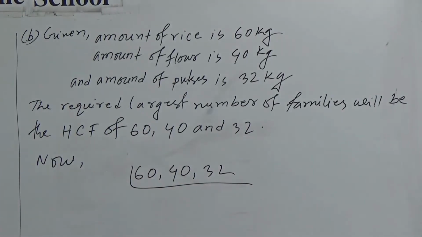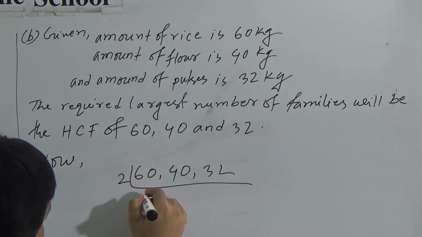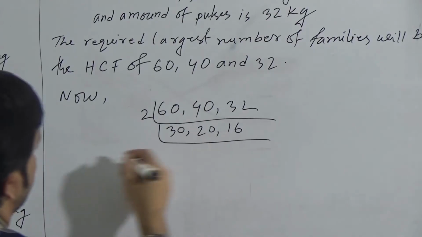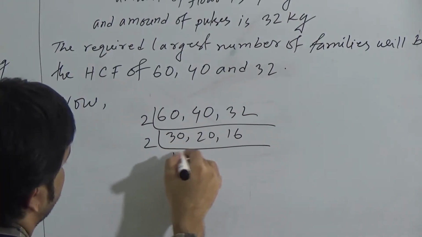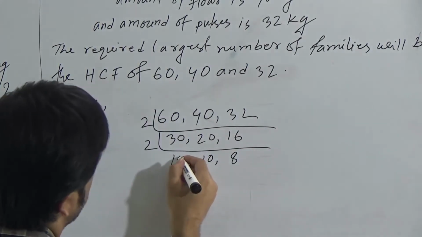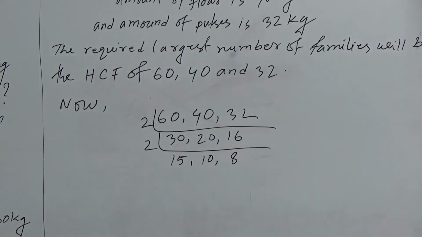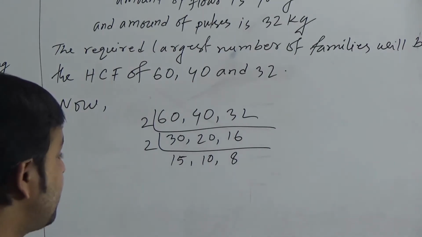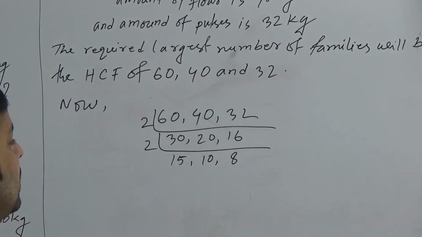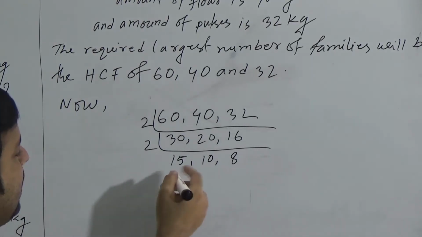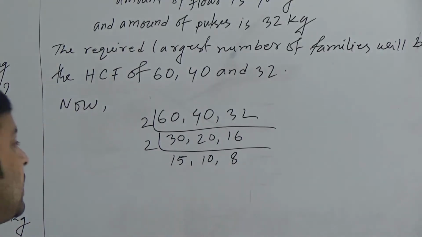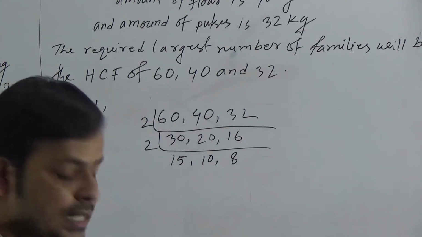Now do the HCF of 60, 40 and 32. As all the numbers are even, we take 2. If we divide by 2, we get 30, 20 and 16. Again we can take 2 as all the numbers are even, so we get 15, 10 and 8. Now 15 is odd, so we cannot take 2. If we consider 3, 15 is divisible by 3, but 10 and 8 are not. If we consider 5, 15 and 10 are divisible by 5, but 8 is not. So 15, 10 and 8 have no common prime factor.